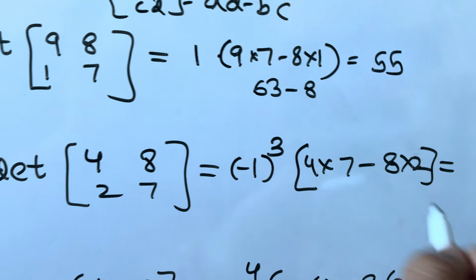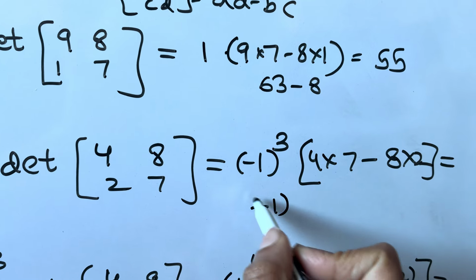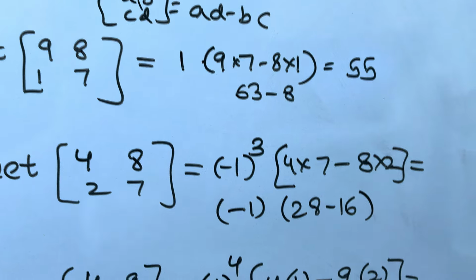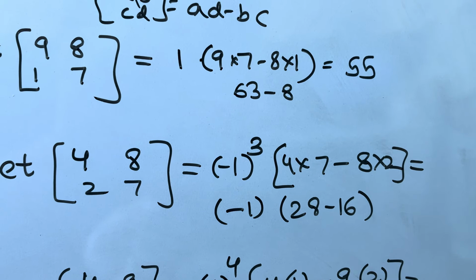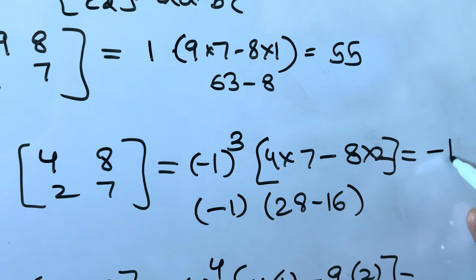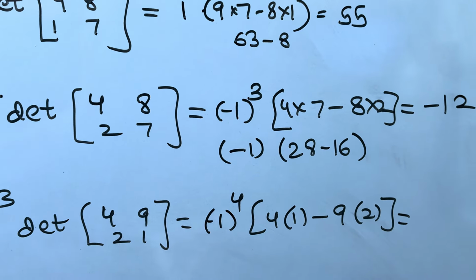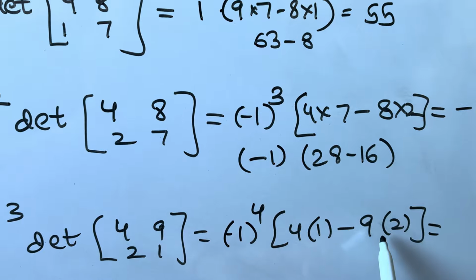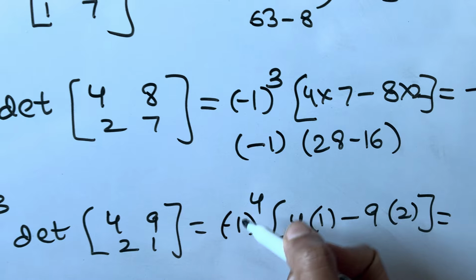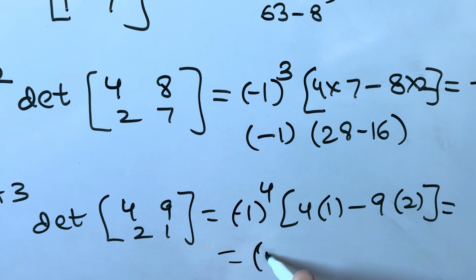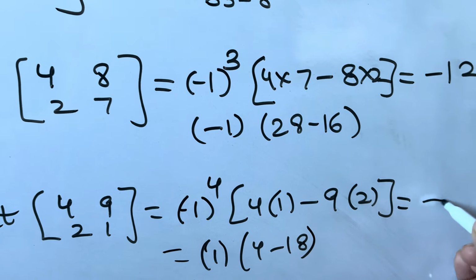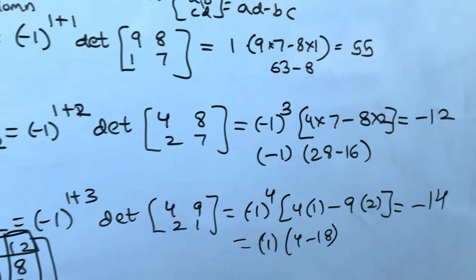And here this is minus 1 and it is multiplied with 28 minus 16. 28 minus 16 is nothing but 12, and multiplied with minus 1, this becomes minus 12. And here 4 minus 18 is nothing but minus 14, and it is multiplied with 1. Minus 1 to the power 4 is nothing but 1, and 4 minus 18 is minus 14. So these are the cofactors here.